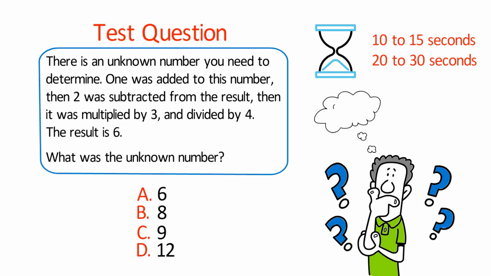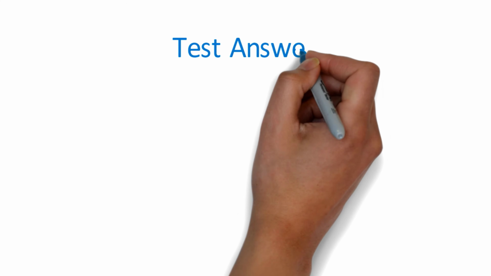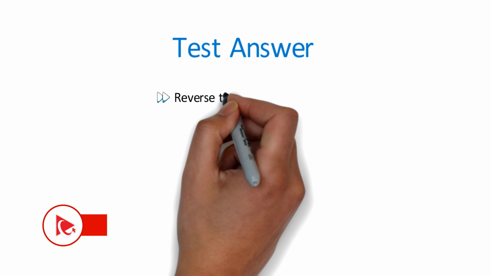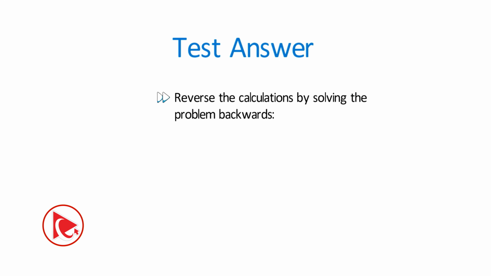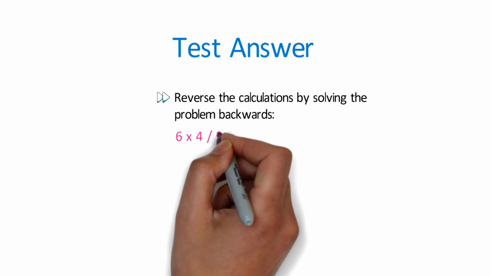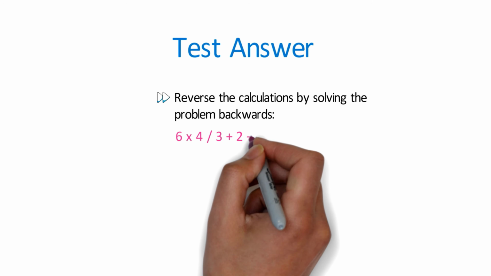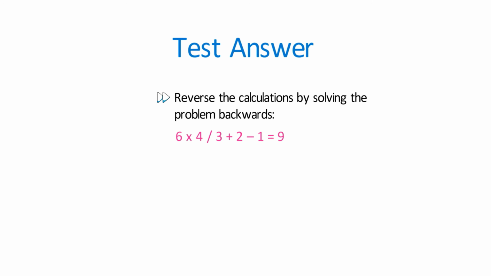Ready or not, I am going to continue, reveal the correct answer as well as the solution on how to solve these types of challenges. The best way to solve these types of challenges is to reverse the calculation by solving the problem backwards. So what we can do, we can multiply 6 by 4, then divide by 3, add 2 and subtract 1. And the result of these calculations is 9.